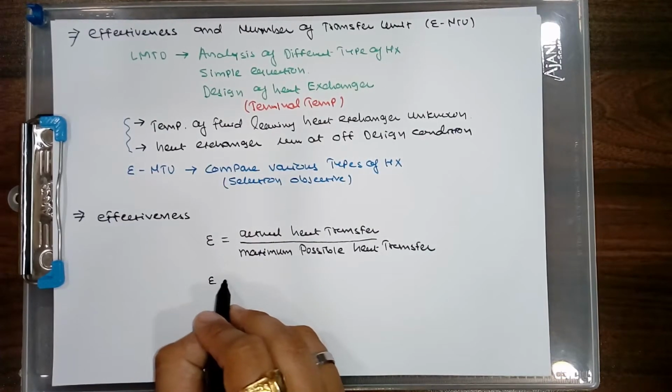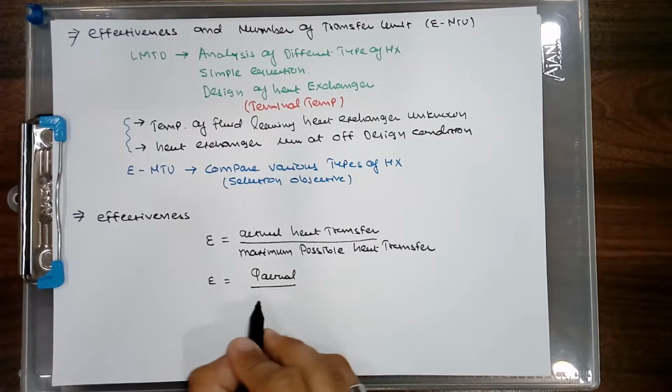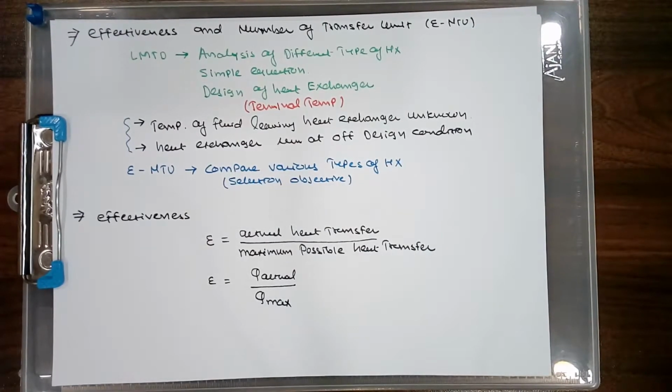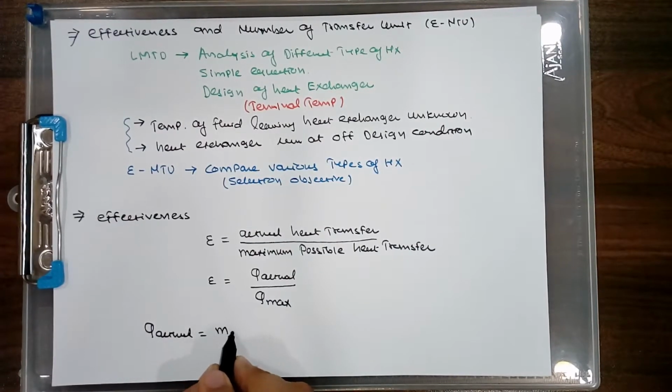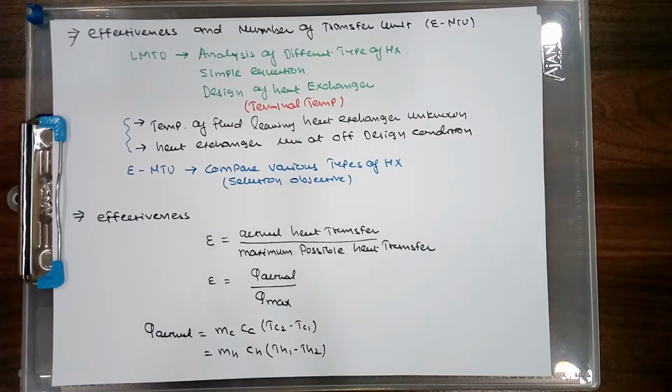So in notation we can write that Q actual divided by Q maximum. For the Q actual, we have two formulas to calculate it: Q actual equals m_c C_c into (T_c2 minus T_c1) for the cold fluid, and for the hot fluid m_h C_h into (T_h1 minus T_h2). So either of the formulas can be used to calculate the actual heat transfer.